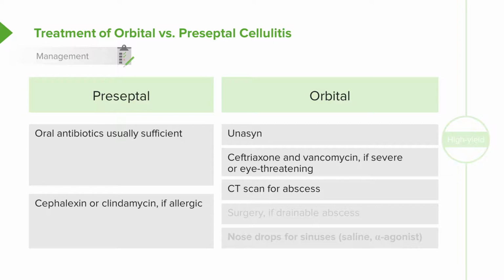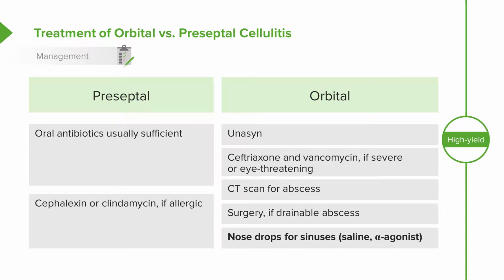We're not only using it for diagnosis, but for whether we actually need to go in and drain the lesion. We'll have the help from our ophthalmologists and our ear, nose, and throat doctors to do surgery on that drainage if it's needed. Likewise, ear, nose, and throat doctors often like to provide nose drops for the sinuses to help with facilitating of the drainage. They may use things such as saline or a short course of alpha agonist drugs.